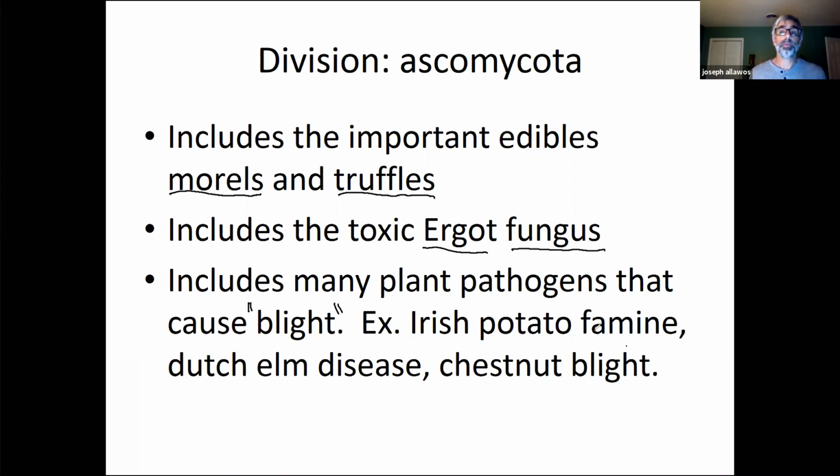And so, for example, the Irish potato famine: if you're sitting in this room and you're of Irish descent, you may be sitting in this room because of an ascomycota, because your ancestors were starving and they said, we're getting off this rock, we're going to the New World. Okay. Also Dutch elm disease, American chestnut blight, which was considered the single greatest ecological disaster of all time in the United States, if you can believe that, or at least in the Southeast.